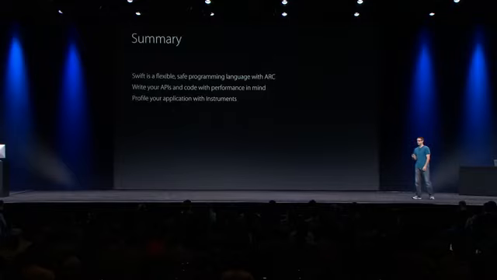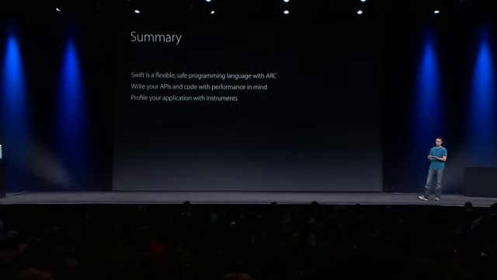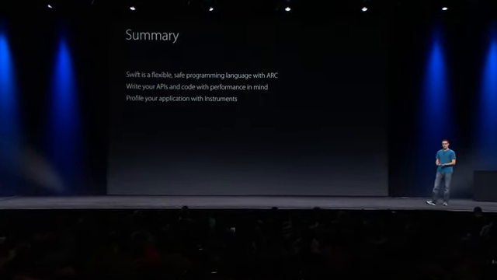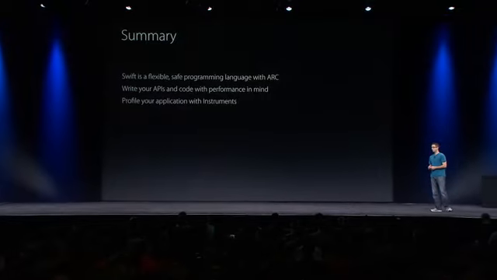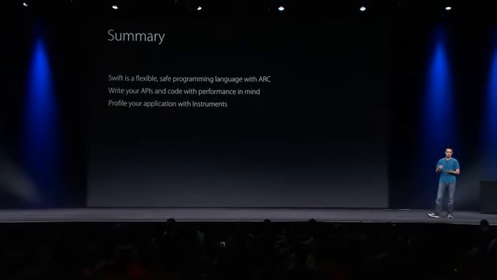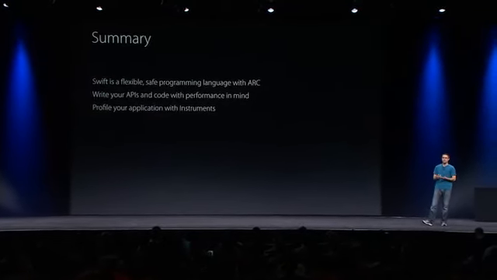All right, so to summarize what we saw here today, we know that Swift is a flexible programming language that's safe and uses automatic reference counting to perform its memory management. Now, those powerful features are what make it a delight to program in, but they can come with a cost. And what we want you to do is focus on your APIs and your code, that when you're writing them, you keep performance in mind.